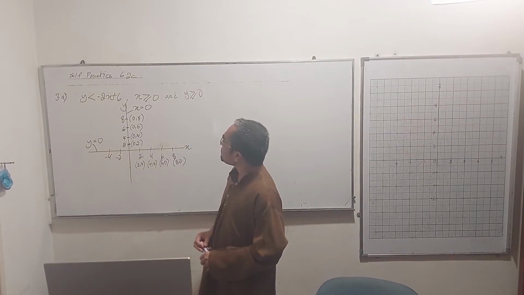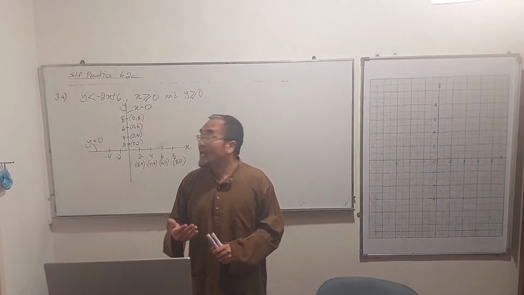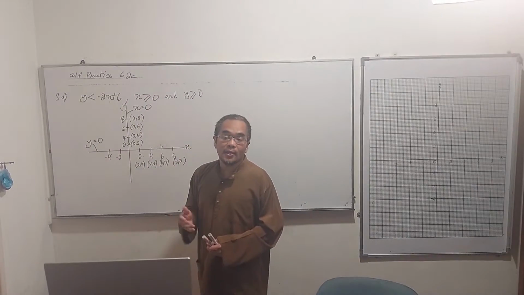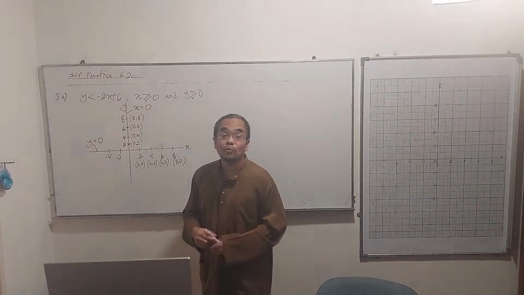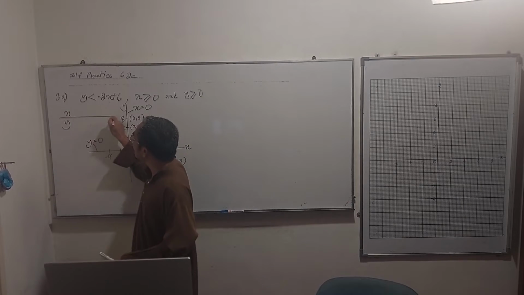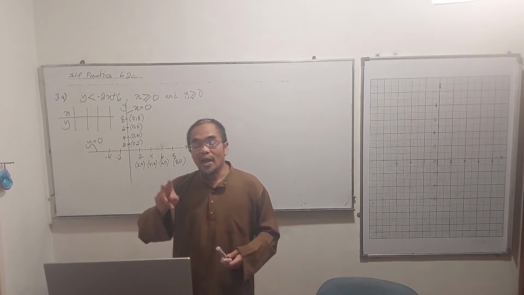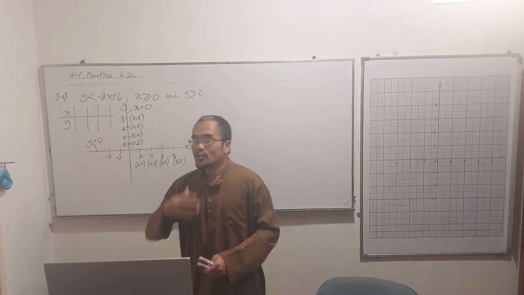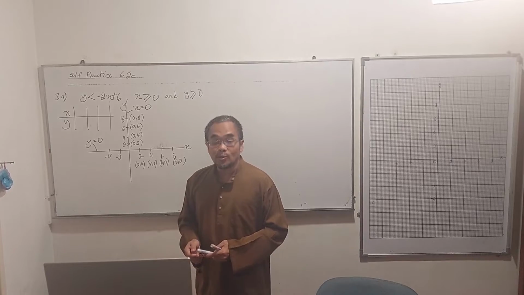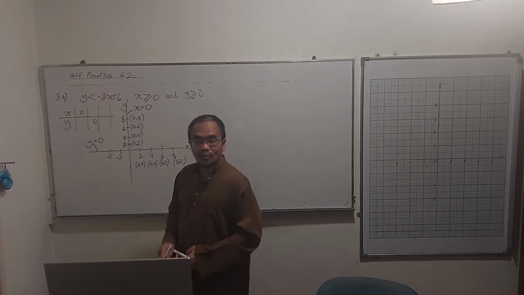So the issue is how to draw the line y equals mx plus c. If it's not x equal to 0 and y equal to 0, then you have to create a table, x against y, and you pick two values for x. Some teachers will say replace x as 0 and replace y as 0. That is also okay.